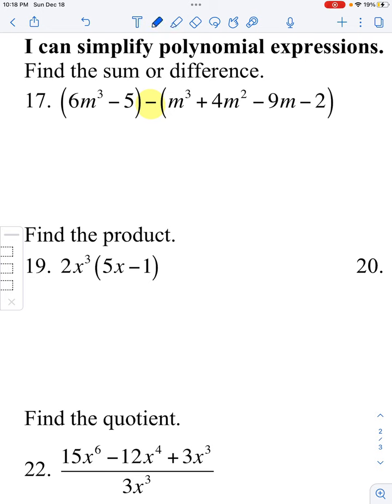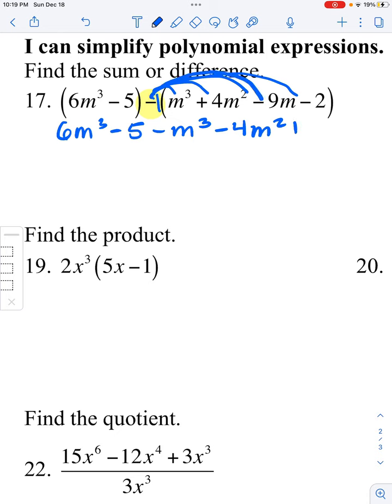If it's a negative, like this is subtraction, it's like you have a -1 that has to distribute to every single thing after it in the parentheses. So I have the 6m to the third minus the 5. Then that -1 turns this negative. Same with the 4m squared. But the negative multiplied by this negative makes it a 9m. And the same thing happens here. This negative with the -2 changes that to a positive.